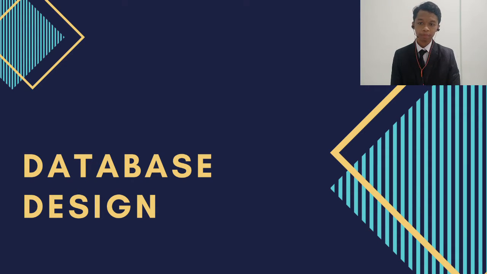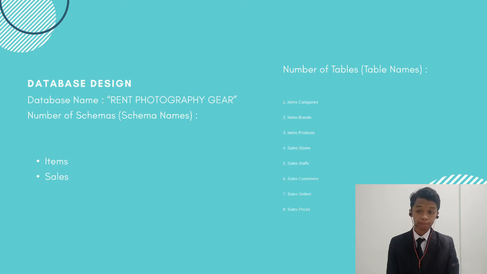Database design is planning to create a database by dividing it into several schemas and tables. In this project, we create a database design with two schemas named item and sales, which have 3 and 5 tables respectively, including item categories, item brands, item products, sales store, sales staff, sales customers, sales order, and sales price.